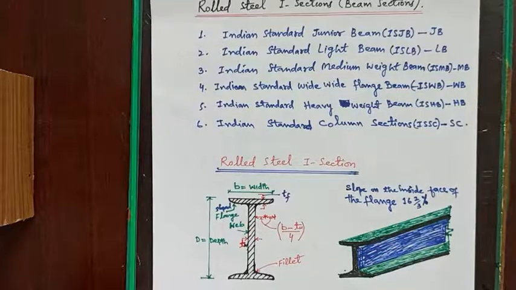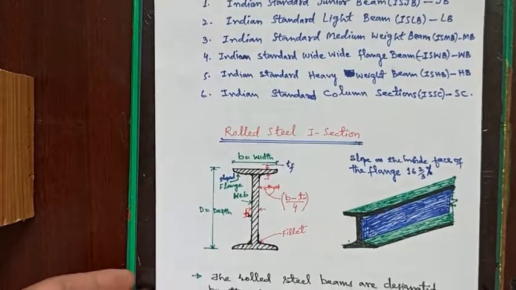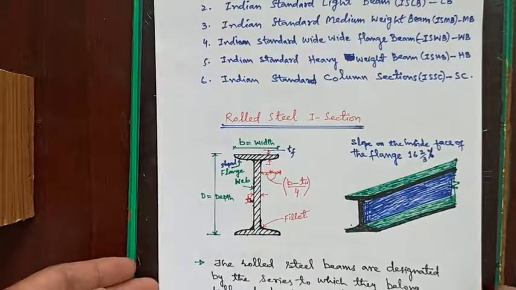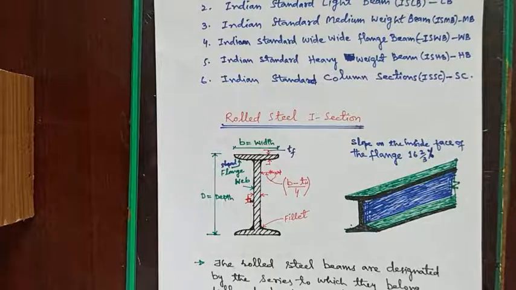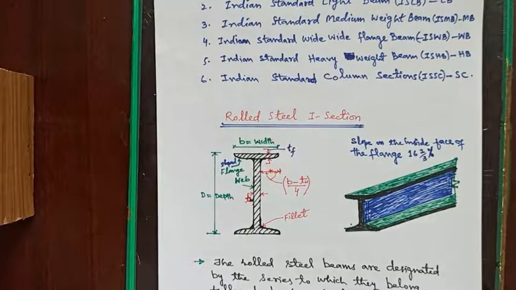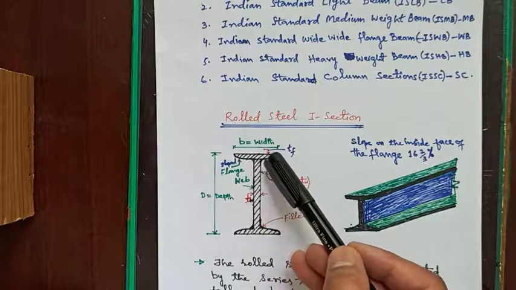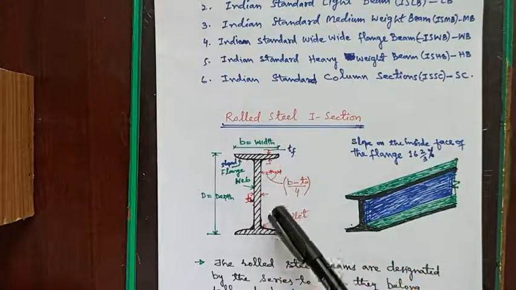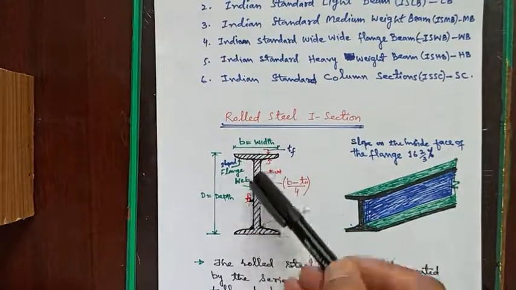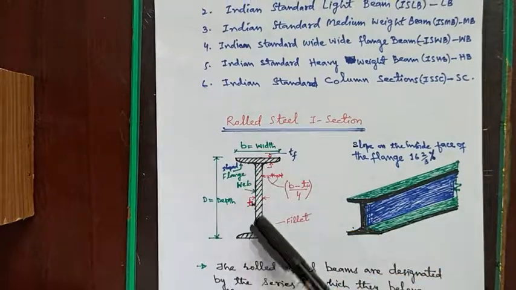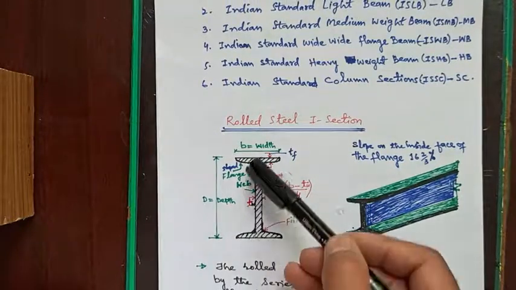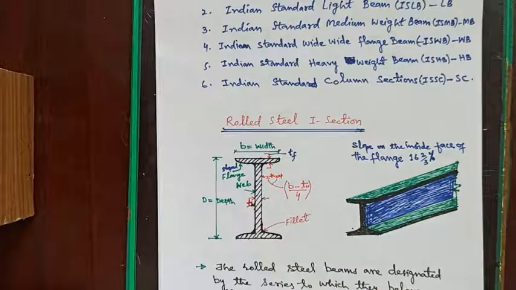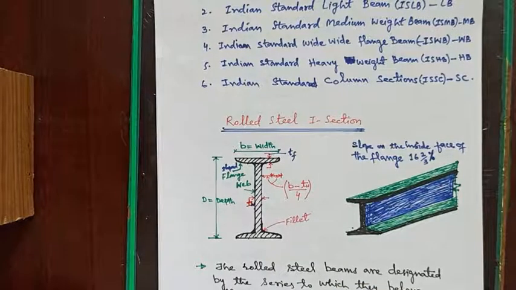So, rolled steel I section has a shape as shown in figure. It resembles the letter I. That is, a cross section of this steel section resembles the letter I. This is the top portion and the lowermost portion, these are called flanges, and the vertical element in this I section is called the web.